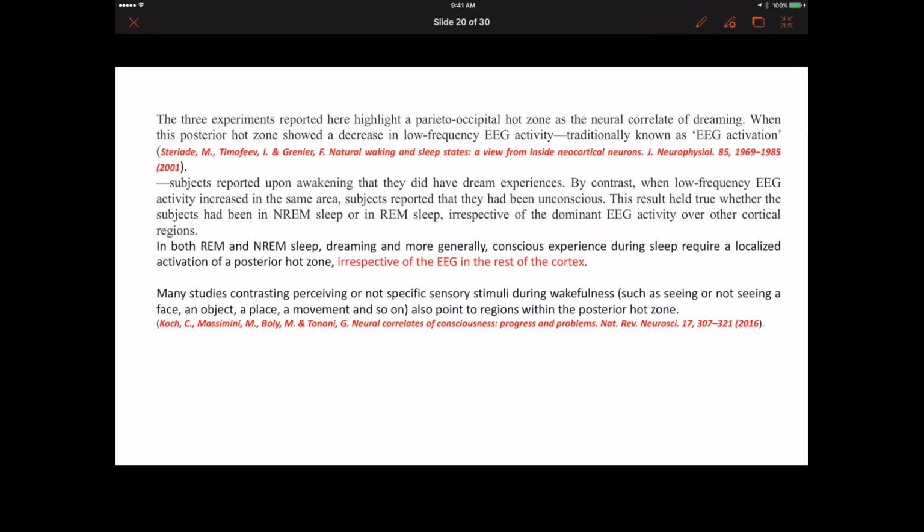So all these experiments described so far highlighted a parietal occipital hot zone as the neural correlate of dreaming. When this posterior hot zone showed a decrease in low-frequency EEG activity, traditionally known as EEG activation, subjects reported upon awakening that they had dream experiences. By contrast, when the low-frequency EEG activity increased in the same areas, subjects reported they had been unconscious. So in both REM and non-REM sleep, dreaming and more generally conscious experience during sleep require a localized activation of the posterior hot zone, irrespective of the EEG in the rest of the cortex.